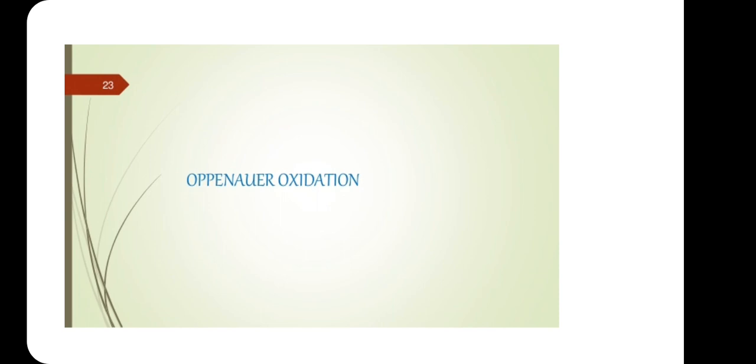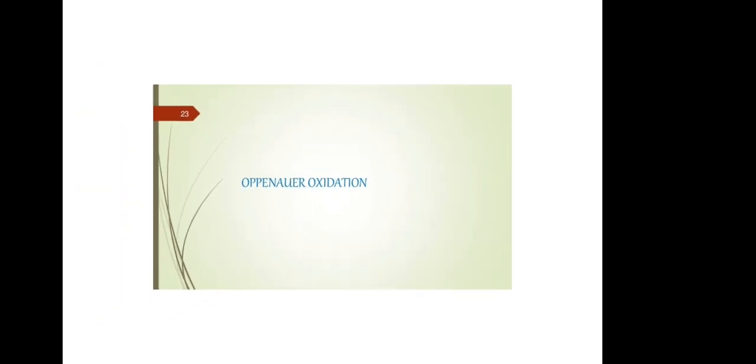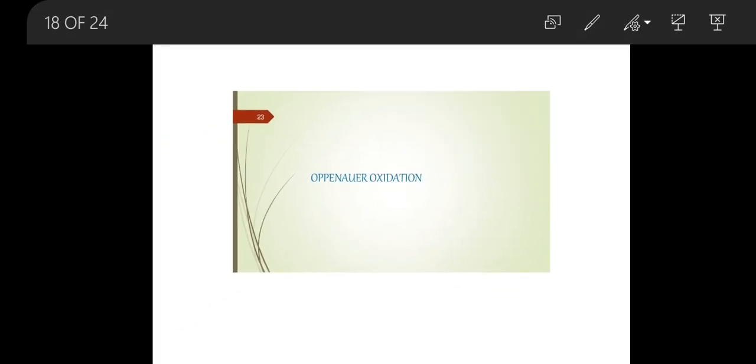Next we discuss Oppenauer oxidation. What is oxidation? The loss of electrons from an atom, molecule or ion is known as oxidation. Oxidation can also be defined as the gain of oxygen and the loss of hydrogen. The increase in the oxidation state of an atom, molecule or ion is known as oxidation. Here we discuss Oppenauer oxidation.